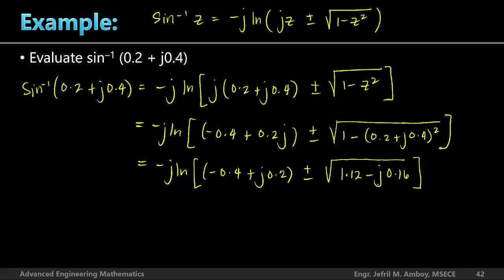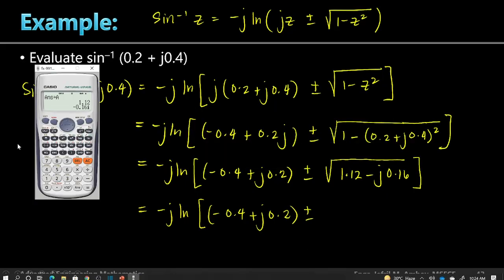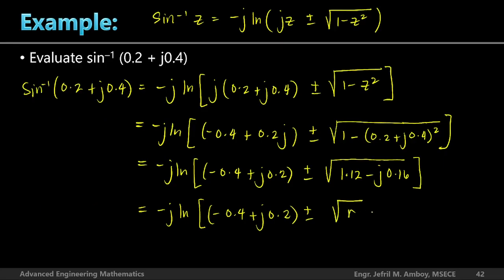Yung pagkuha ba ng square root ay kayang gawin direkta sa calculator? No. Kaya kinakailangan, yan ay i-express mo pa sa exponential form. Yun ay square root ng r and then e to the j theta over 2. Since principal value naman ang kailangan natin, hindi ko na ilalagay dito yung plus 2k pi.